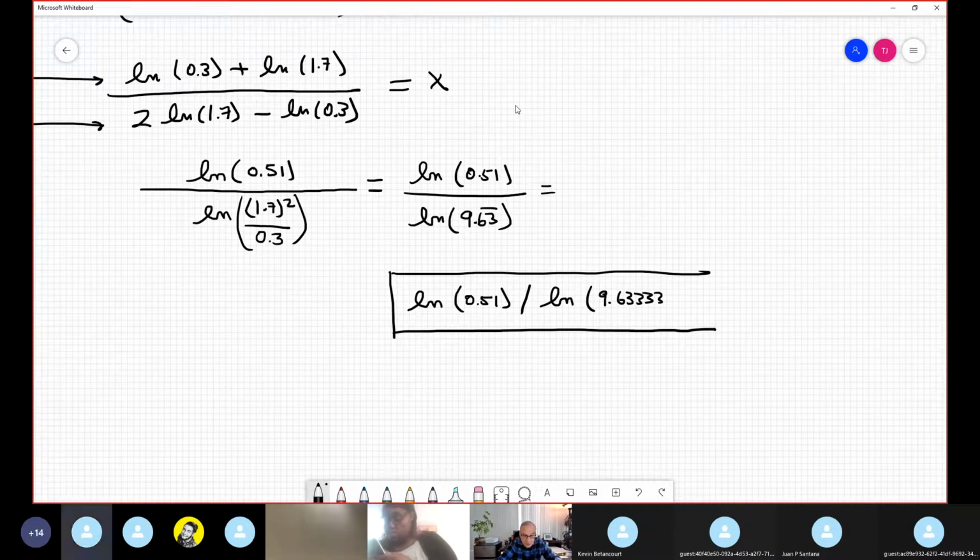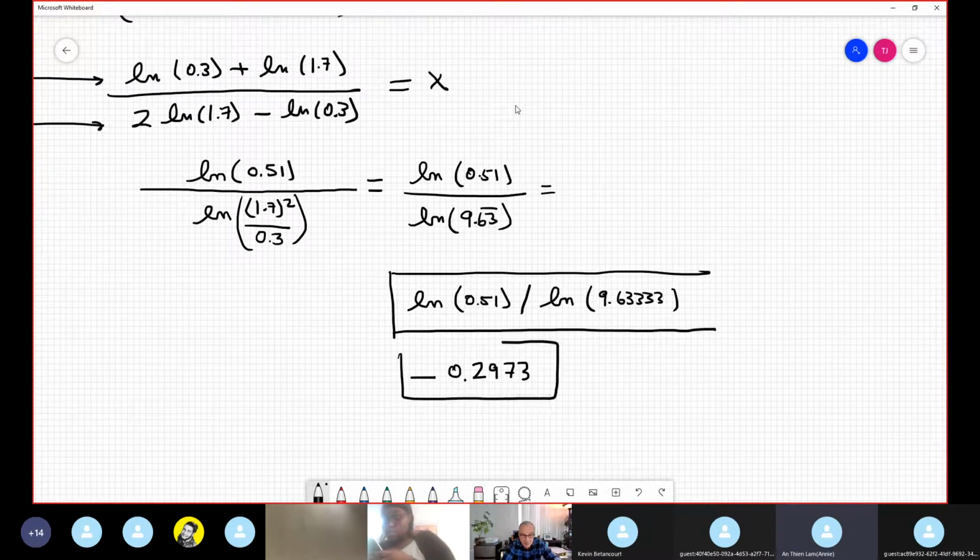You get the answer? Negative 0.2973. Okay, super. 297, what? 3? 3. Yes, okay. 3, because it's 2, but after it there's a 5, so you add 1, making it 3. Very good. Okay, super. This is the answer, exactly the same as the answer I have in my paper.